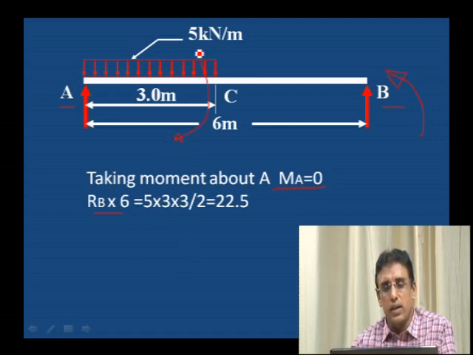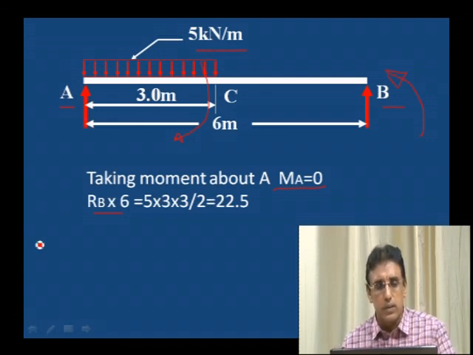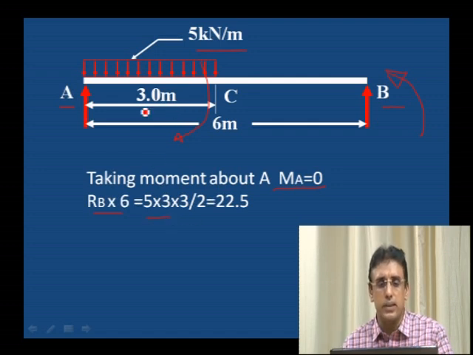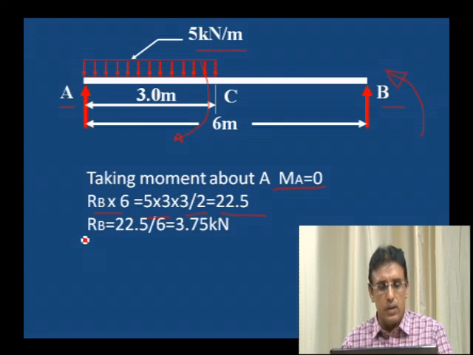5 into 3 is the load, 5 kilonewton per meter into distance 3 meter, 5 into 3 into its acting distance, which is half of 3 meter, 3 divided by 2, the middle of this 3 meter. 5 into 3 load into distance 3 by 2 is equal to 22.5 kilonewton meter. Therefore, RB is equal to 3.75.